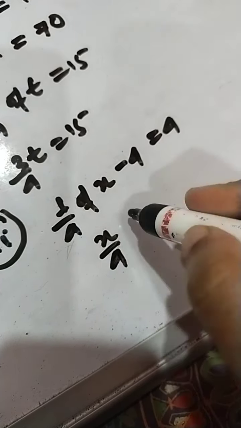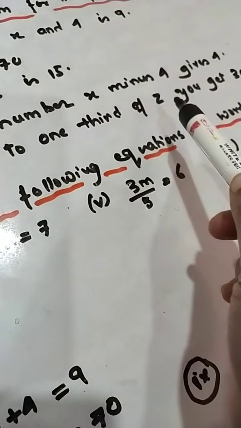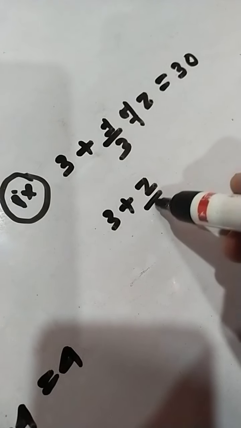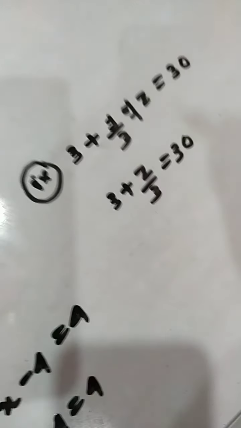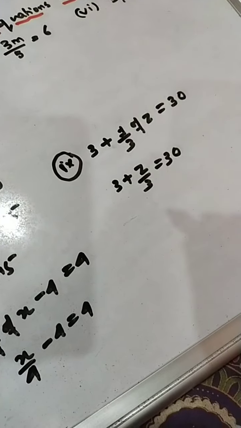So let's move on to the last sum of question number 4, that is sum number 9. If you add 3 to 1/3 of z, what will you get? You will get 30. So with this we can write z by 3 plus 3 is equal to 30. This is the equation format of sum number 9. So this is what exactly you have to do with question number 4.